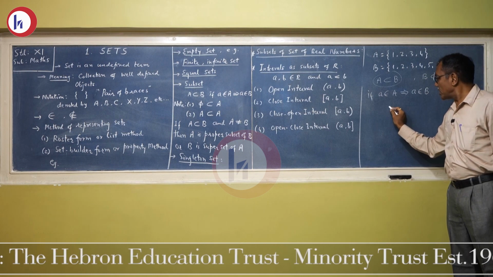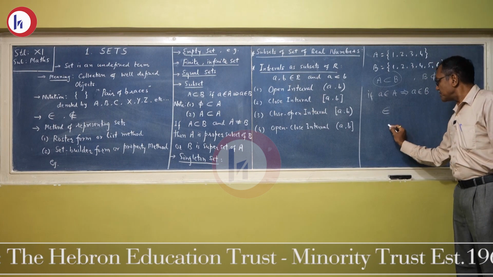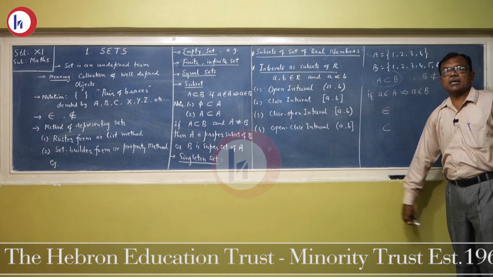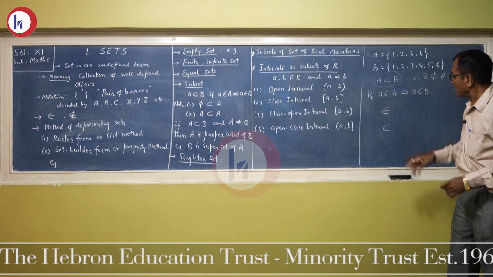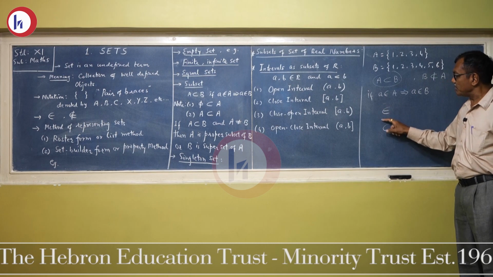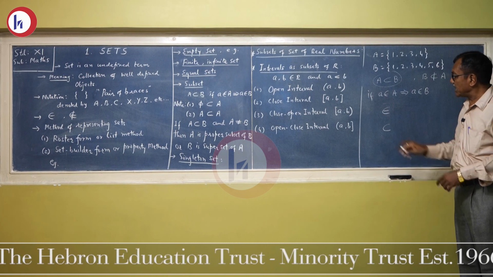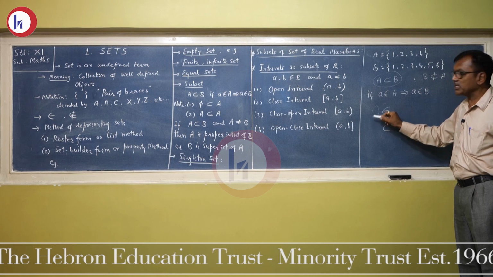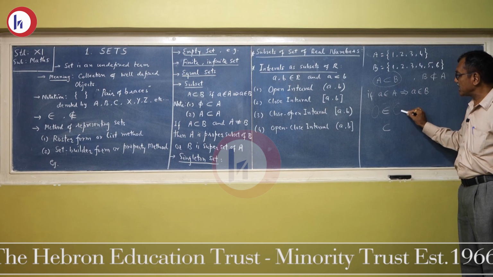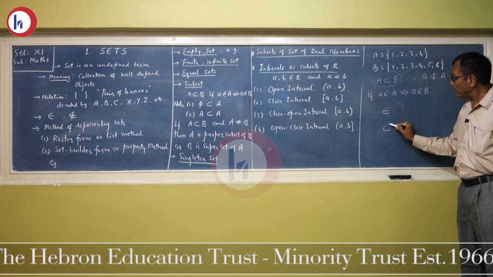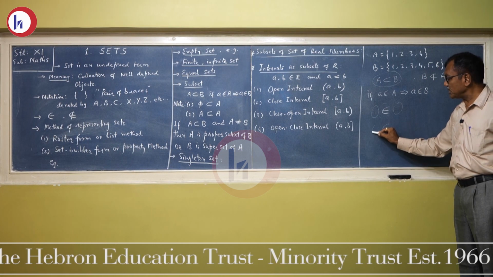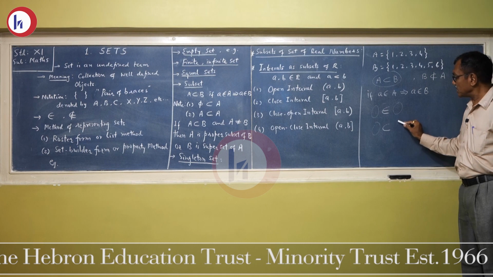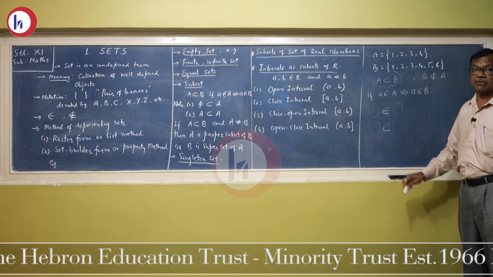Remember one more point, belongs to and subset. Some students are making mistakes in solving the examples. When belongs to is used, then here whatever is there must be the element and here whatever is there must be the set. When you use the notation subset, then whatever is here, that is also the set, and whatever is here, that is also the set.